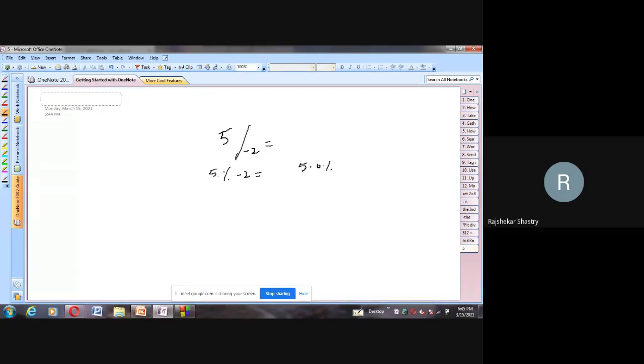If I say 5.0 mod minus 2, then you could say that it is minus 2.5, because 5.0 is a float value. But here, in this division, we didn't use any float value. Both are integers. 5 is an integer, minus 2 is also an integer. So the resultant is what? Minus 2.5 in this case.